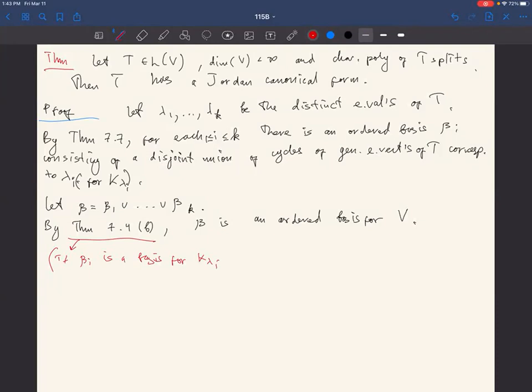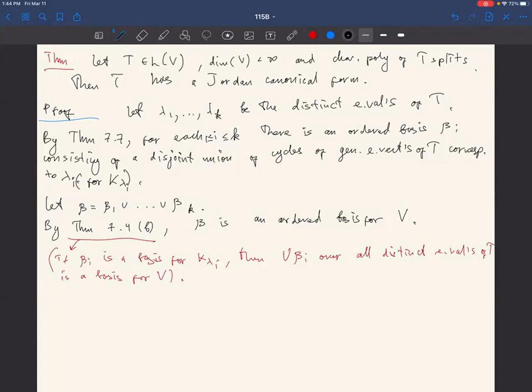So the point was that the whole space is the sum of the generalized eigenspaces. So then we have that the union of beta i, over all distinct eigenvalues of T, is a basis for the whole space V. So the theorem literally fits here perfectly. It tells us that if I take the union of the bases for each of the K lambda, I get a basis for the whole space.